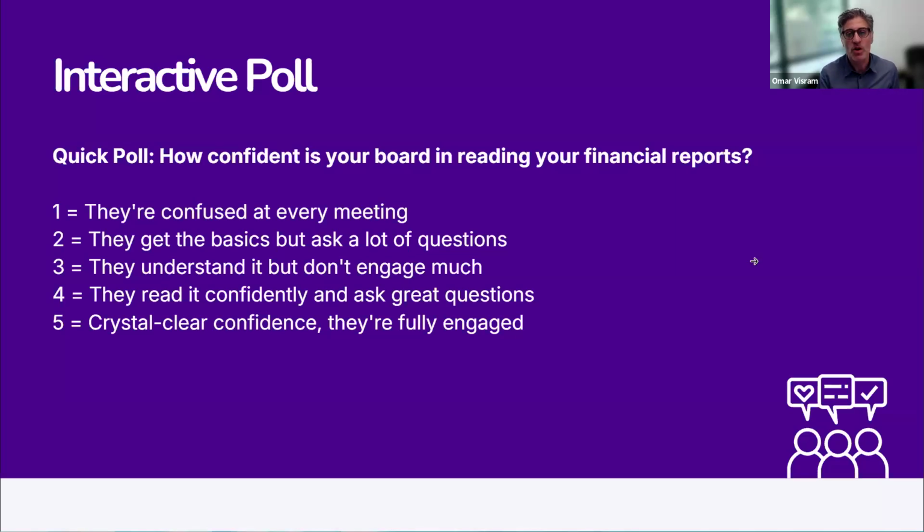So our question is, how confident is your board in reading your financial reports? Option one is they're confused at every meeting. Option two, they get the basics but ask a lot of questions. Option three, they understand it but don't engage much. Option four, they read it confidently and ask great questions. And option five, they have crystal clear confidence. They are fully engaged. Let's see what you have to say.